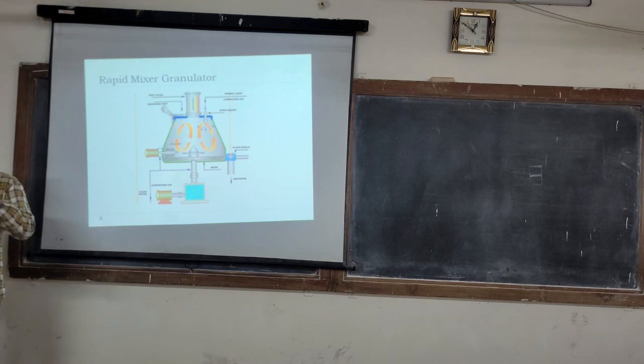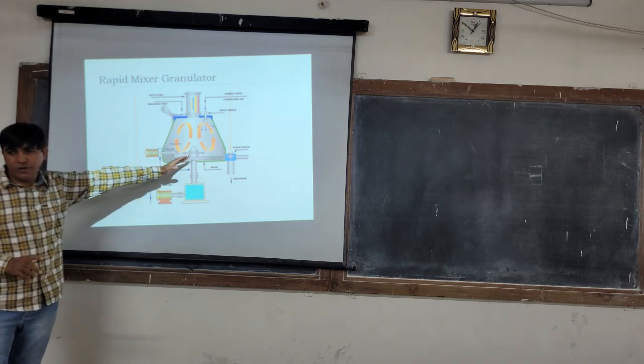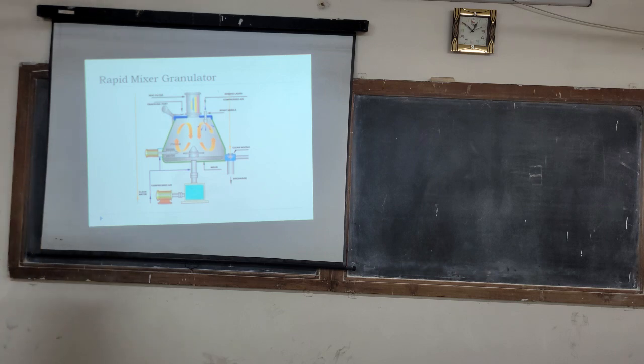If the mass is damp enough, it will consume maximum energy because damp mass is very difficult to mix, difficult to rotate, and that's why we can easily detect the end point. Nowadays, IR probes are also available, which will detect the moisture content in the granules, and we can stop the process. But the energy consumption can also be used as a parameter.